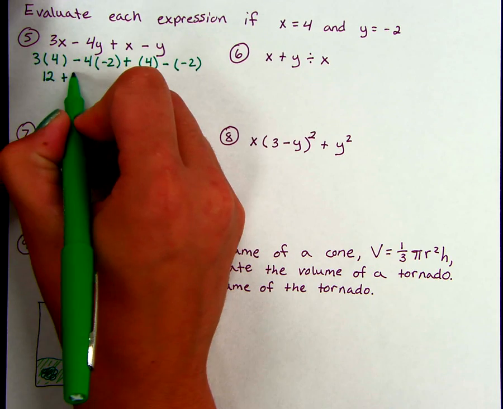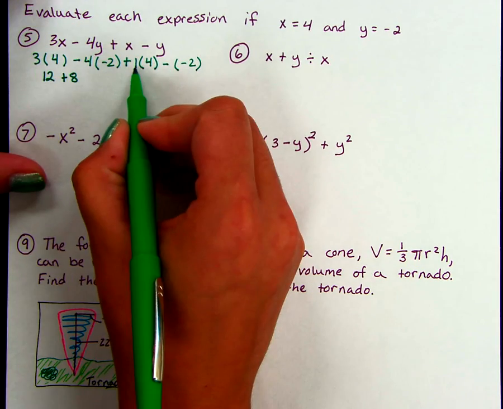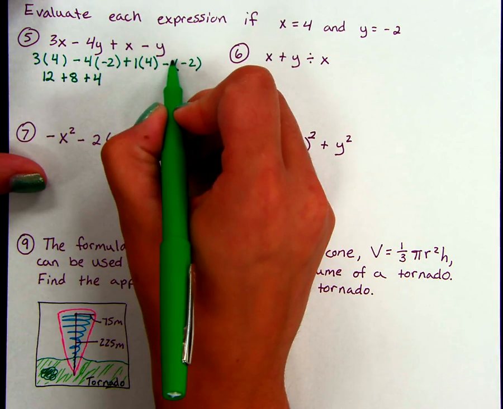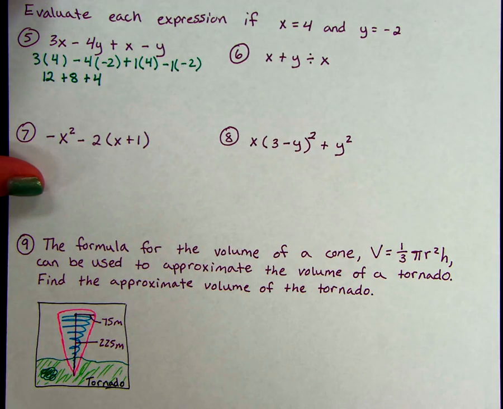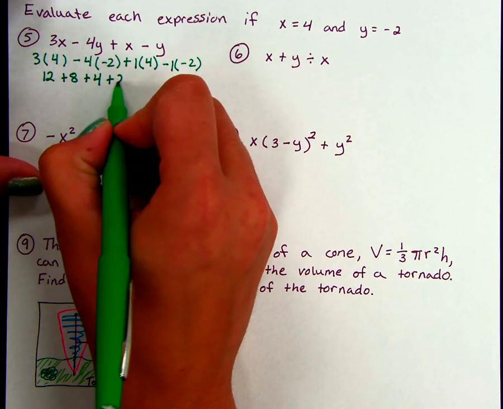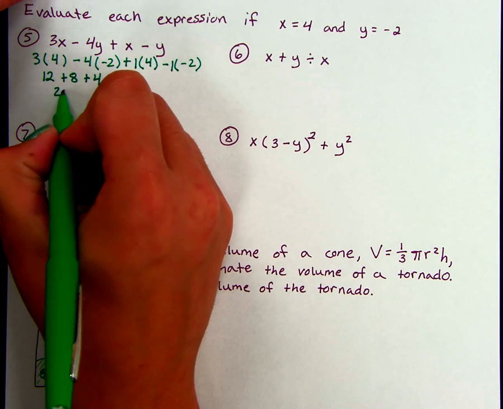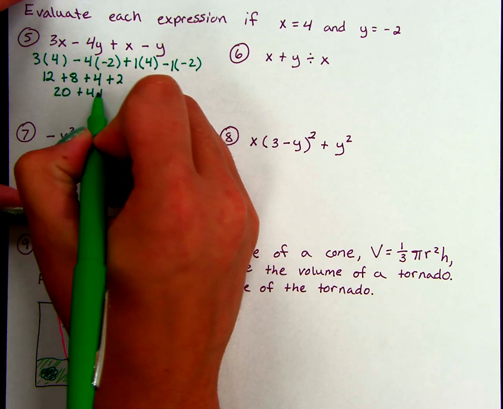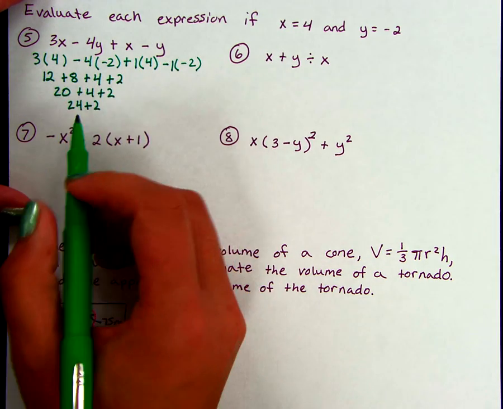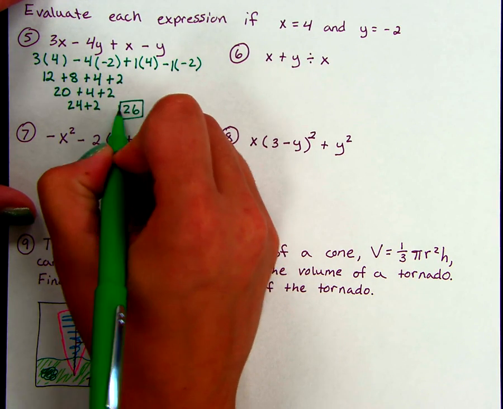So plus 8. And then here in front, even though we don't write it, this is really a 1. So we're taking 1 times 4, which is just a +4. And then again, even though we don't write it, there's that 1 here. And since it's a minus, that means that it's negative. So -1 times -2 is a +2. And now we're just adding from left to right. So 12 plus 8 is 20. And then we would have plus 4 plus 2. 20 plus 4 is 24 plus 2. And then 24 plus 2 gives us 26 for our final answer.